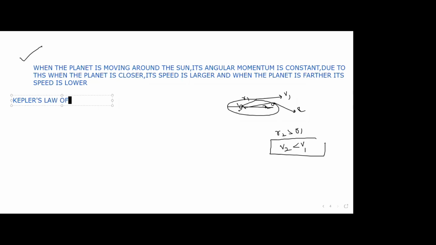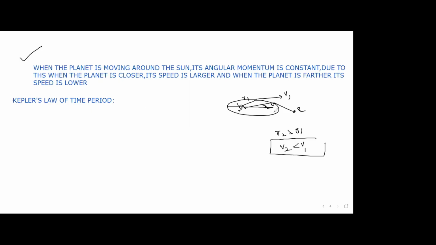Kepler's law of what? Time periods. Can anyone recall the formula? That's why we are correcting the formula test. No one knows even the formulas. Yes, the square of the time period is directly proportional to the cube of the radius. So the square of the time period of the planet around the sun is proportional to the cube of the average radius vector.